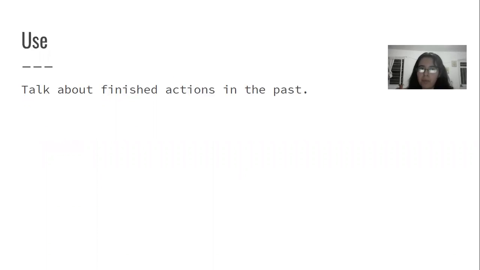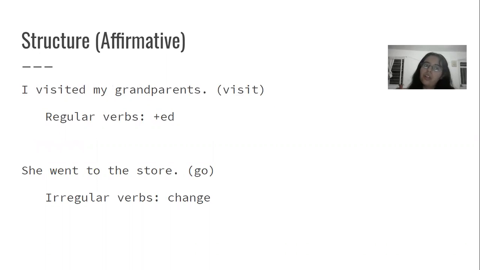So when do we use the simple past? We use the simple past to talk about finished actions in the past, just things that have happened. What about the structure? The structure for affirmative would be, here's an example, I visited my grandparents, or I went to the store. Here we can see I visited my grandparents.